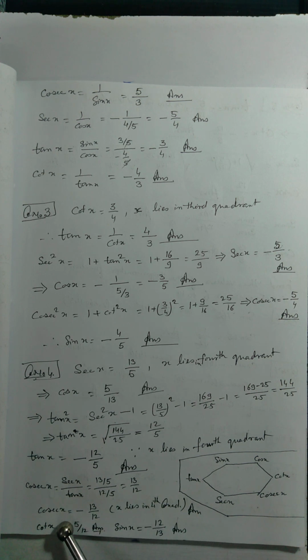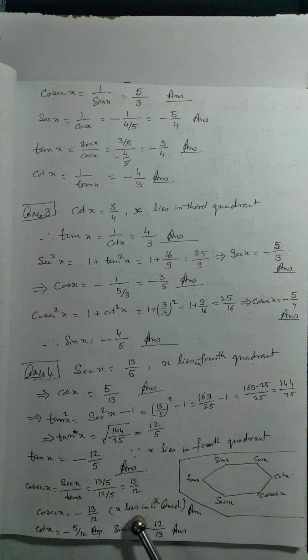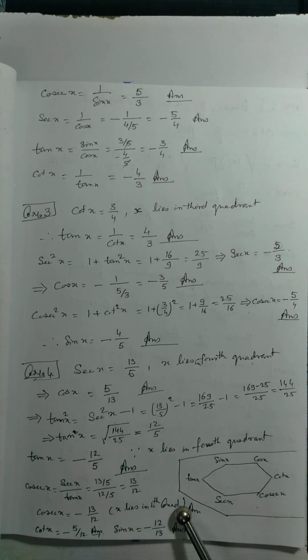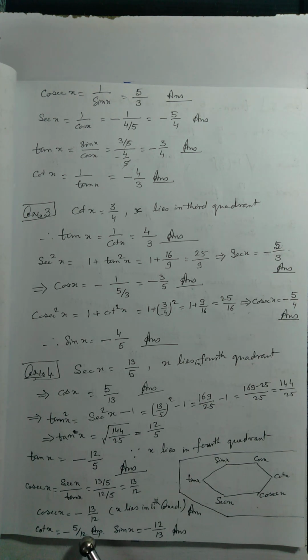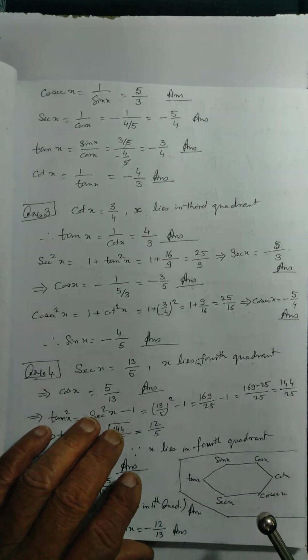And the cosecant x will be minus 13 by 12 as x lies in the fourth quadrant. Cot x is equal to minus 5 by 12, and sin x will be equal to minus 12 by 13. Now come to the question number 5.